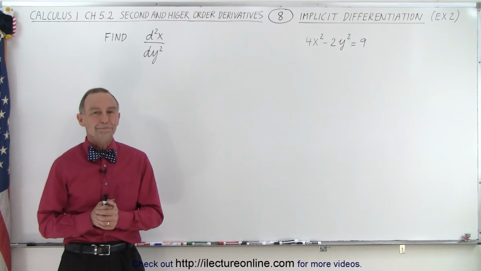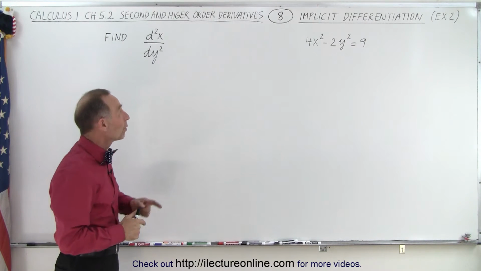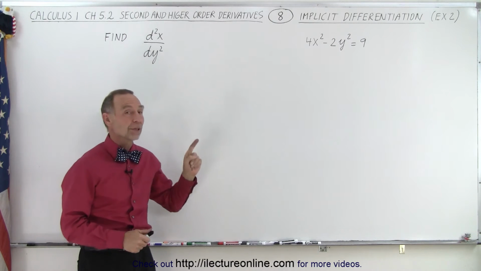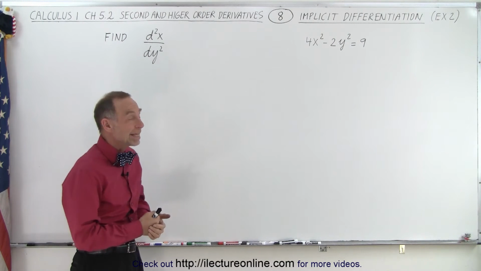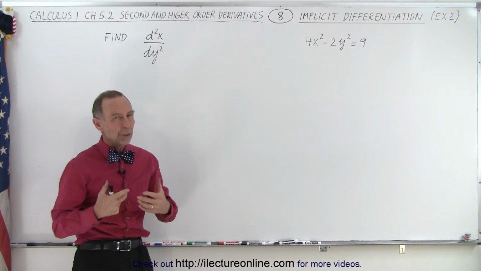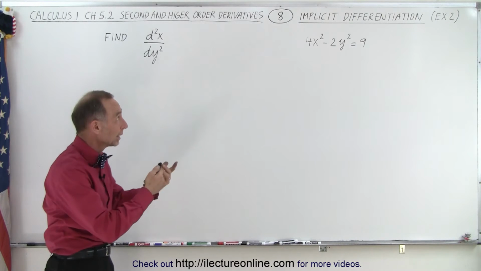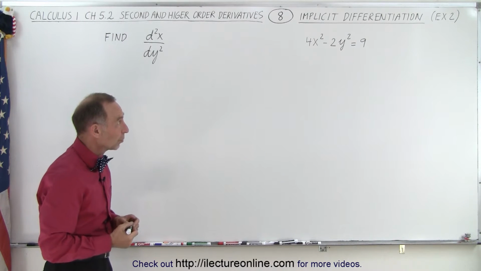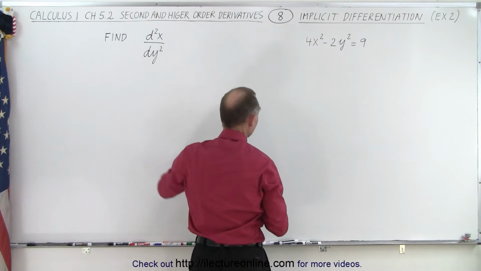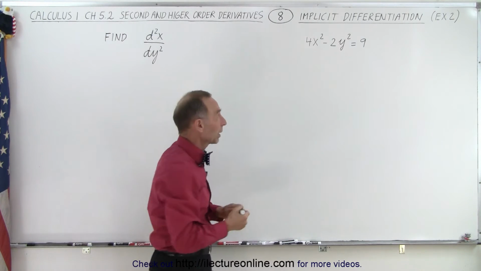Welcome to iLecture Online. On the previous video, we found the second derivative of y with respect to x. Here we're going to take the same equation and find the second derivative of x with respect to y. And I think that will help us understand what we mean by implicit differentiation. So what we're going to do here is take the derivative of both sides, now with respect to y, instead of in the previous video, with respect to x.